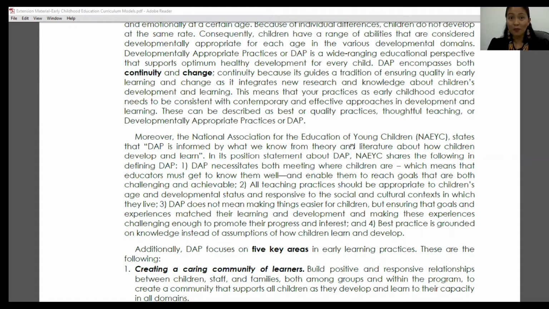So this means that your practices as child development teachers and child development workers, as early childhood educators, need to be consistent or aligned with contemporary and effective approaches or strategies in development and learning. This can be described as best or quality practices, thoughtful teaching, or developmentally appropriate practices, or DAP. When we use teaching strategies in helping children learn, we shouldn't just try to experiment out of nothing. So it is very important for us as early childhood educators to be well informed on developmentally appropriate practices and strategies so that whatever we do with our learners will really be helpful to them.